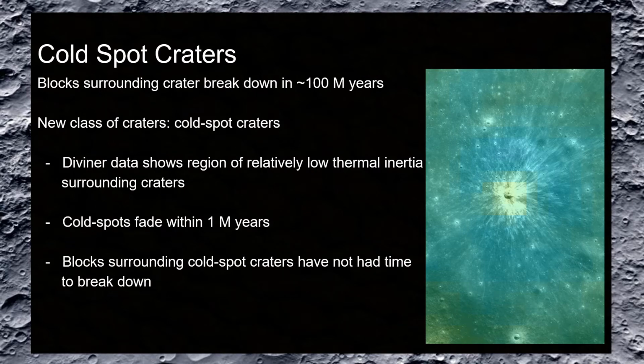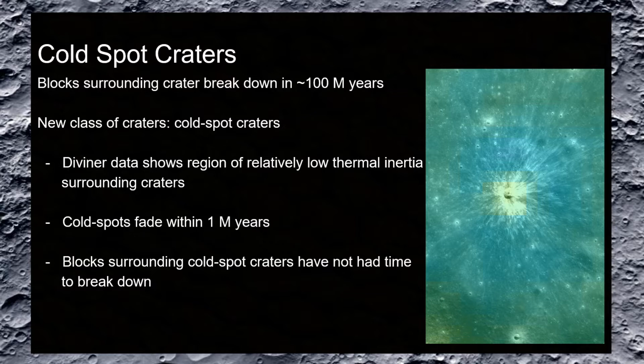A potential problem with this method is that blocks on the moon's surface break down over time due to impacts. Studies in the last decade using lunar reconnaissance orbiter data found blocks break down faster than previously thought. Now here what we are introducing to this research method is a new class of craters called cold spot craters, which some of you are probably familiar with.